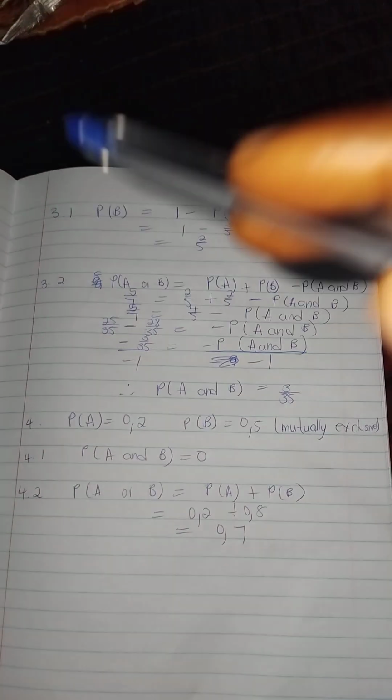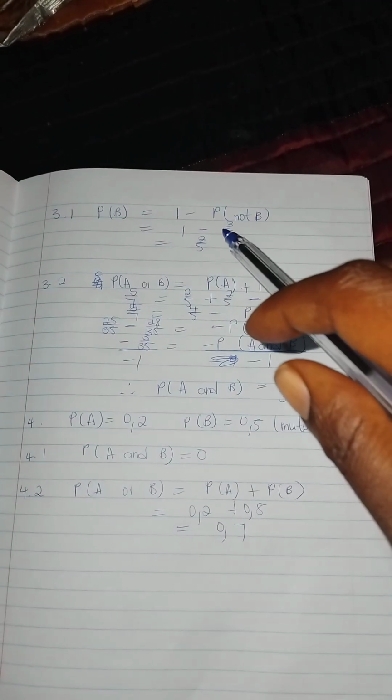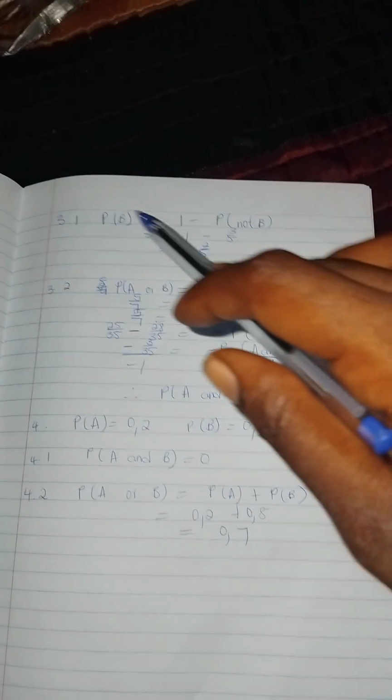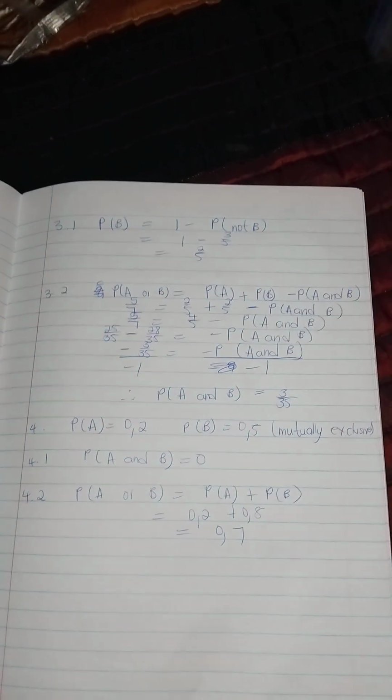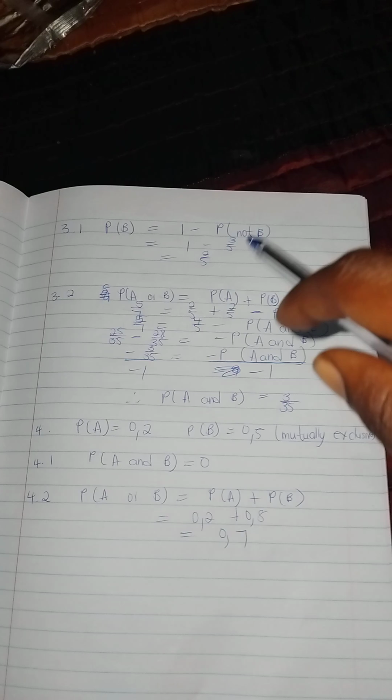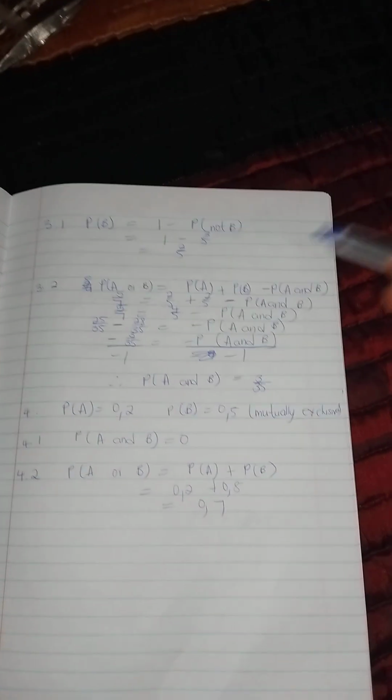So the probability of B will be 1 minus... the probability of anything is equal to 1 minus the probability of not that thing. So 1 minus 3/5, the answer is 2/5.